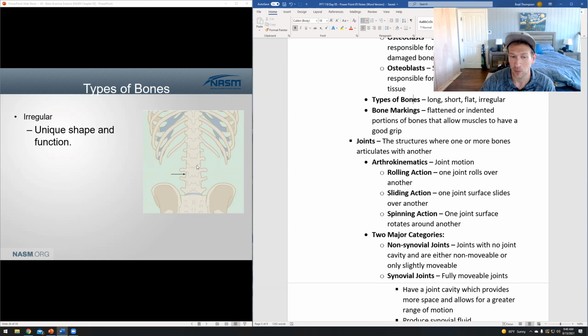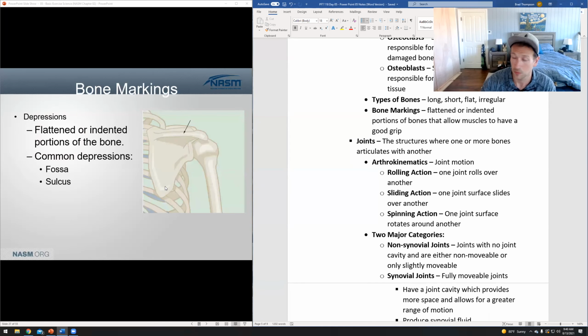But at the same time, we need to be able to rotate around, and so you're going to have oblique muscles around the outside of that. So there's a lot of attachment and a lot of soft, delicate structures in this area. Irregular bones have irregular shapes so that they can facilitate that.